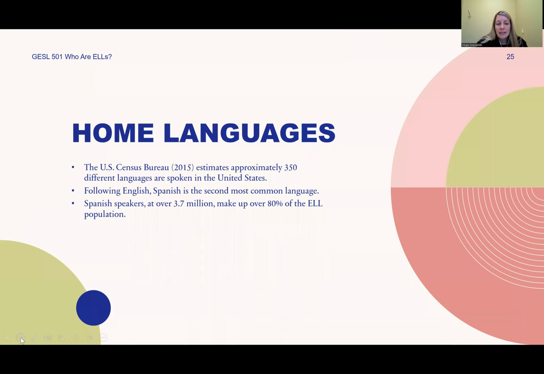So our US Census does collect data on languages spoken, and there are approximately 350 different languages spoken within the United States. So within Pittsburgh Public Schools, we have approximately 60 different languages spoken. Following English, Spanish is the second most common language, and Spanish speakers are over 3.7 million, and they make up about 80% of the English language population in the US.